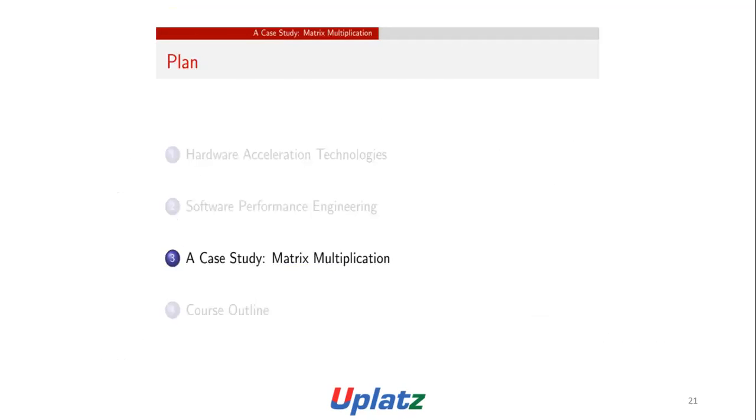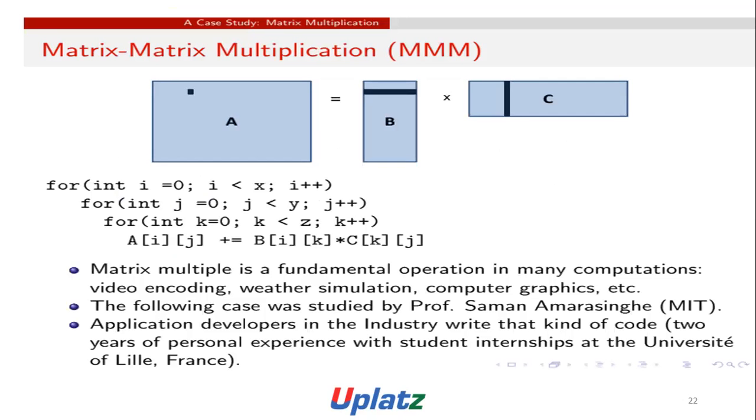A case study of matrix multiplication, MMM, A equals B times C. For unit i equals 0 to i less than X, i plus plus. For unit j equals 0 to j less than Y, j plus plus. For unit k equals 0, k less than Z, k plus plus. A of i, j plus equals B of i, k times C of k, j.